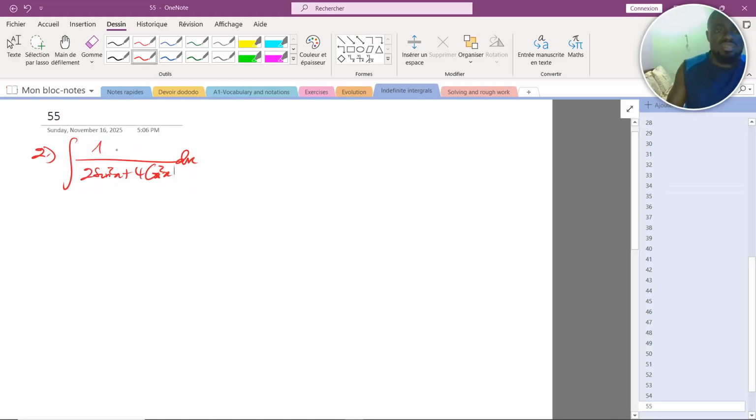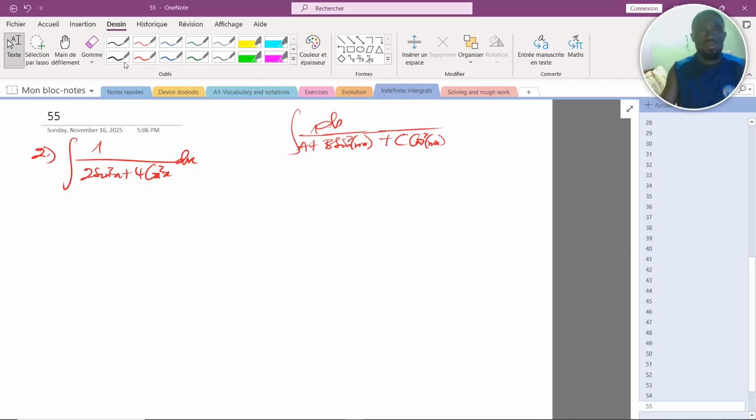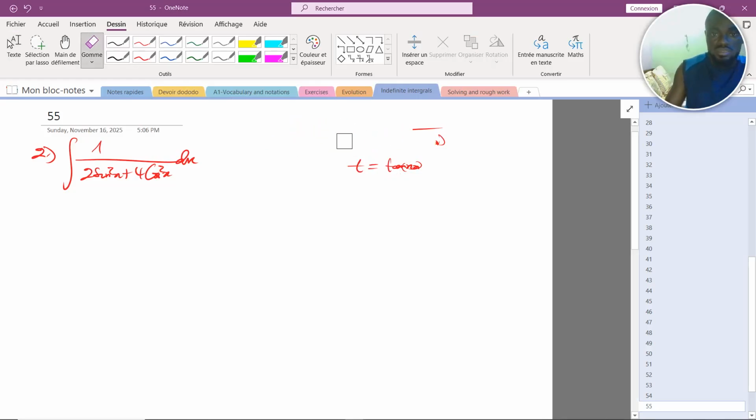We basically see that this exercise is already in the form 1 on a plus b sine square nx plus c cos square nx. You understand? So it's already this type of integral. So we know naturally that the substitution here must be t being equal to tan nx. You get what I'm saying? Okay, so let's get into it.